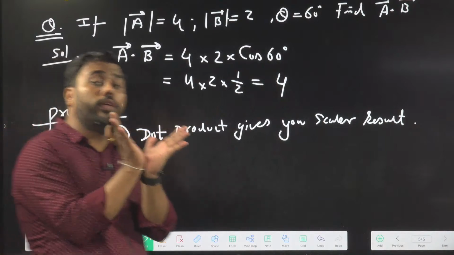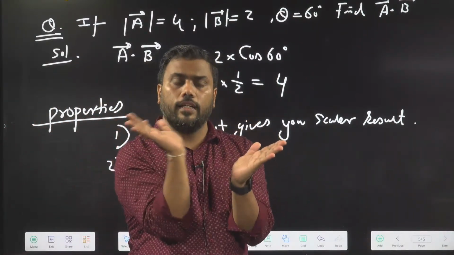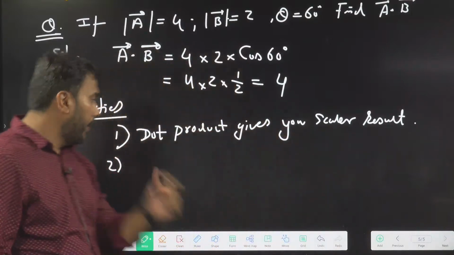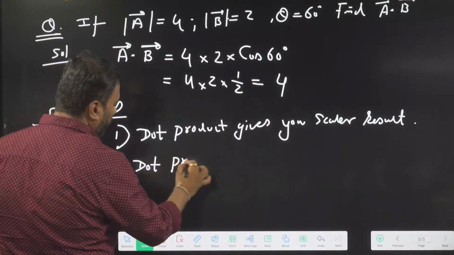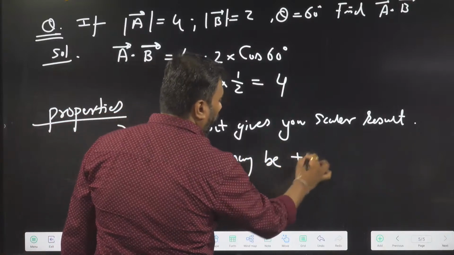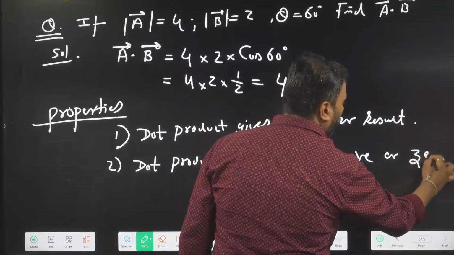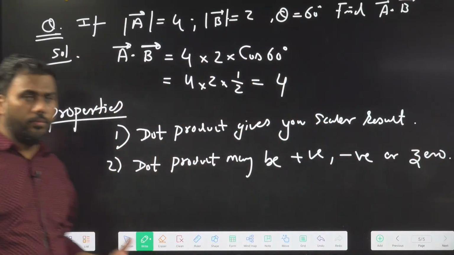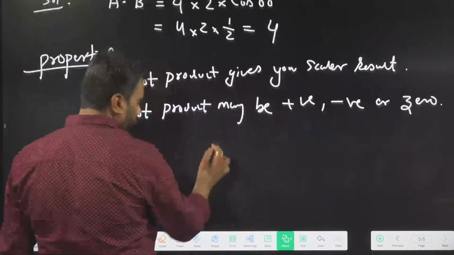The angle between two vectors can be from 0 to 180. If it is less than 90, we get a positive number. If it is greater than 90, we get a negative number. So the dot product may be positive, negative, or 0.